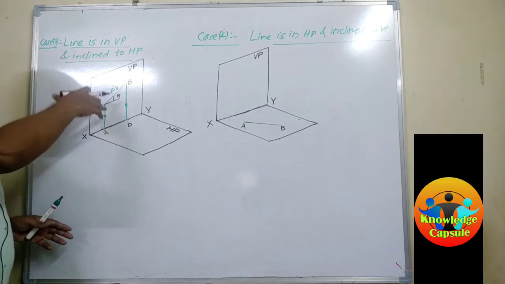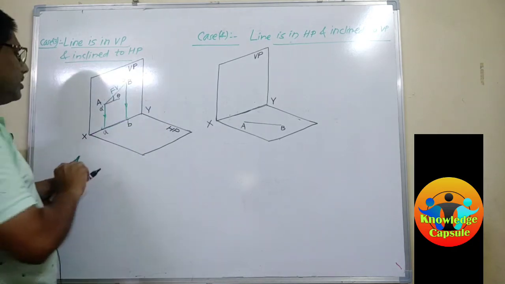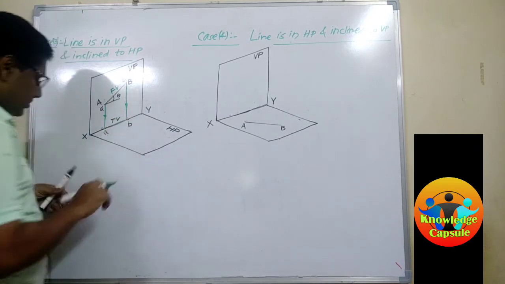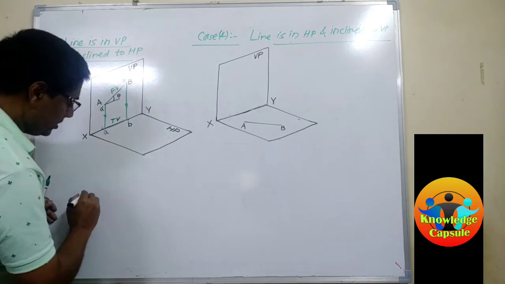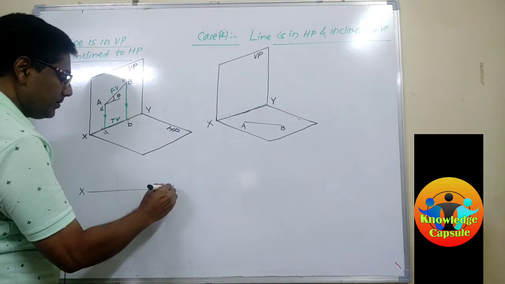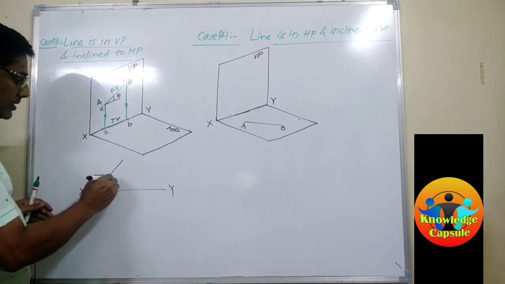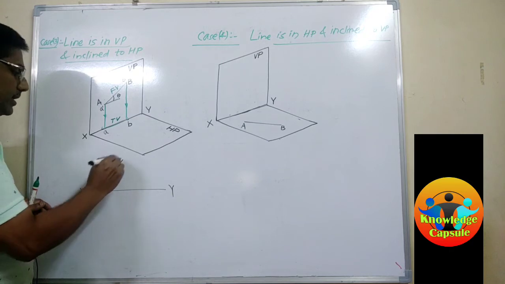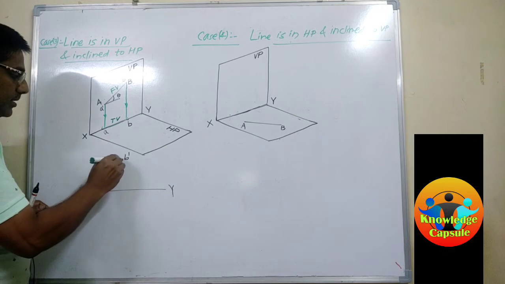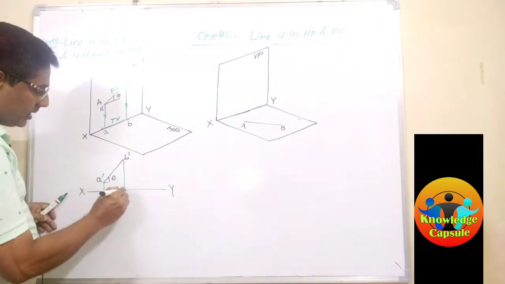See, we have drawn these projections, that is front view and top view, in isometric view, and how to show it on orthographic plane. This is XY line, the reference line. Front view will come above XY line with a certain inclination with HP. This end is A dash, this end is B dash. Project these ends, we will get top view on XY line.